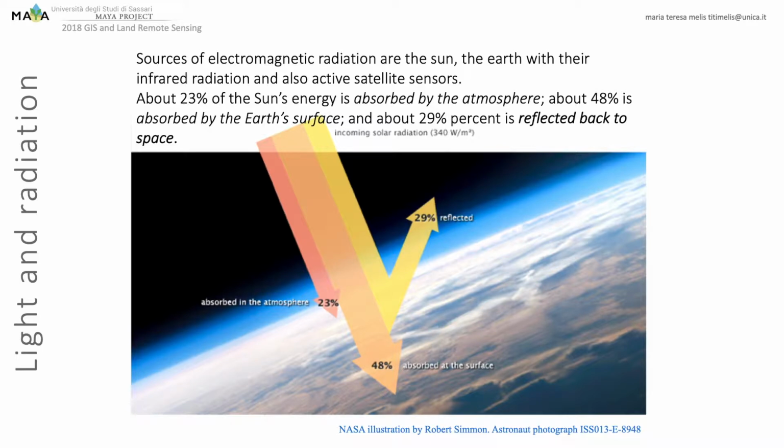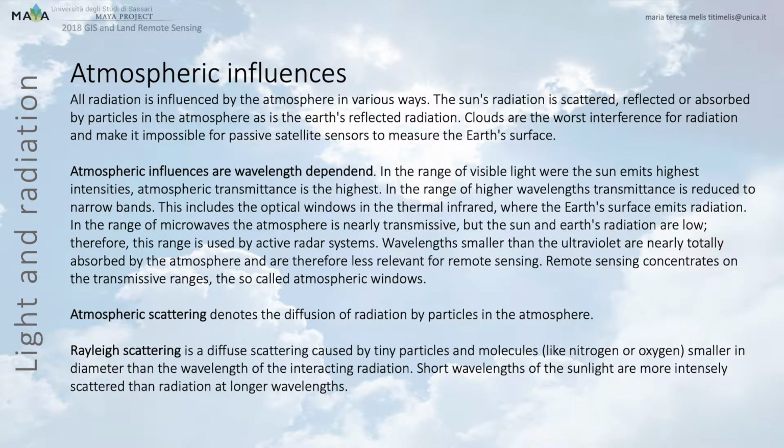And we see that, starting from the radiation from the sun, 23% of the sun's energy is absorbed by the atmosphere, about 48% is absorbed by the Earth's surface, and about 29% is reflected back to space. So it's only a small percent of the total radiation from the sun.